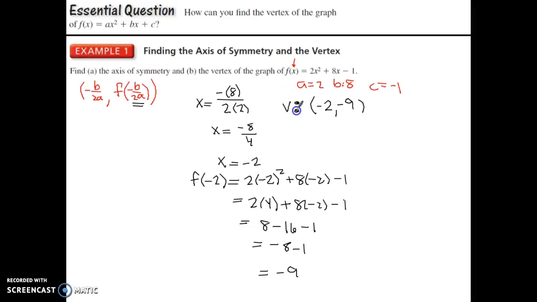If I'm trying to find my axis of symmetry then, we should know it's the equation where x equals the x value of the vertex. So it's simply x equals negative 2. These are the two things they asked us to find, so once we have found them, we are done.